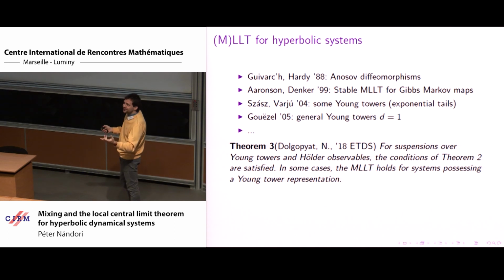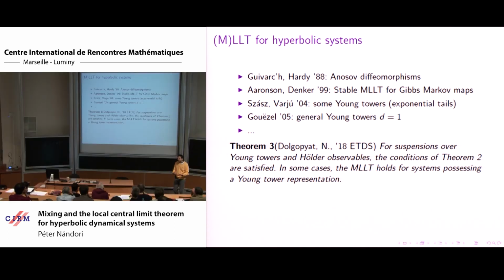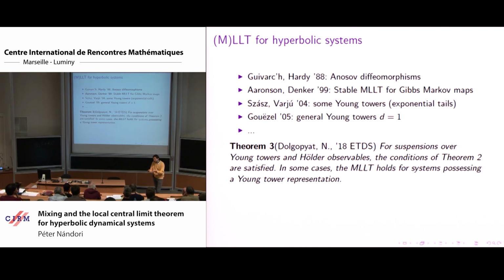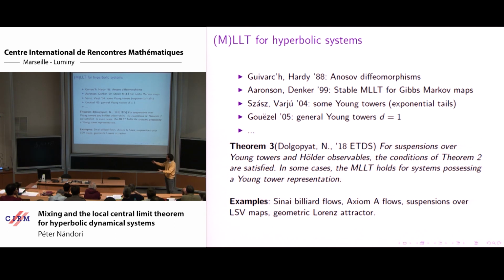And there is an extra piece of difficulty, okay? So usually you don't really care about suspensions over Young towers. What you care about is examples, like physical systems that have a Young tower representation, okay? So assume we have these examples. There's a list here, for instance, Sinai billiards, or well, for Axiom A flows you can actually do better than Young towers. So LSV maps, Liverani-Saussol-Vaienti maps with kind of a finite measure, geometric Lorenz attractors, anyways. So there are a couple of examples.